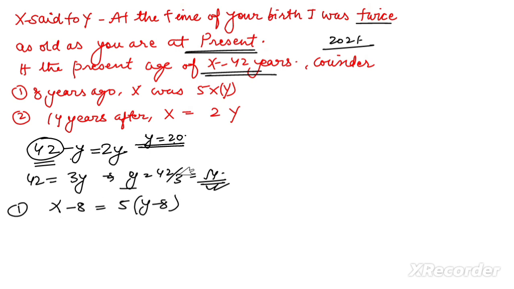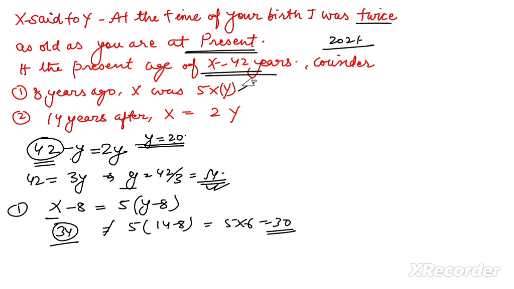We can substitute the values: x is equal to 42. So 42 minus 8 is equal to 34. Here, 5 times y, where y is 14 minus 8. 14 minus 8 is equal to 6. So 5 times 6 is equal to 30. So 34 is not equal to 30. So statement 1 is wrong.